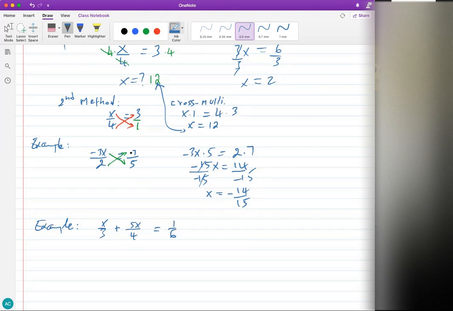Apparently, we can't cross multiply as we did here, because we have more than two fractions. Cross multiplication works if you have two fractions, one on each side. So let's see how to do this one here. Any ideas on how to approach this problem? Everybody?